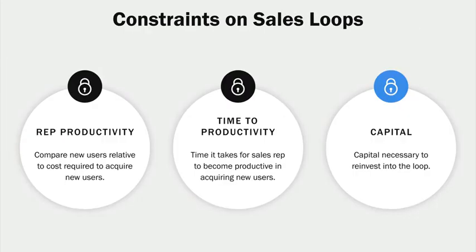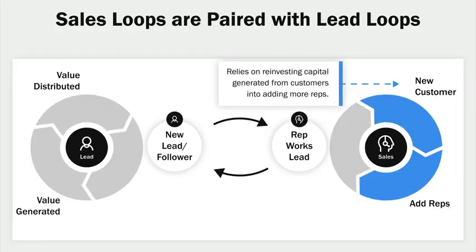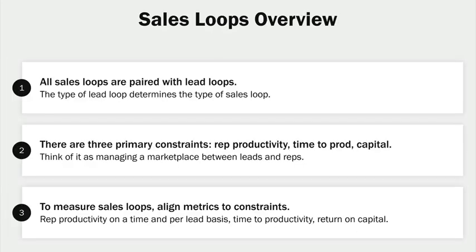The third main constraint on a sales loop is capital. Very similar to a paid loop, the sales loop relies on reinvesting the capital generated from customers into adding more reps. And the more reps that we're able to add, the faster the sales loop spins, and the more customers are produced from a cycle of the loop. So very similar to the paid loop, we need to pay attention to this capital, things like payback period, and how we're able to reinvest that capital.